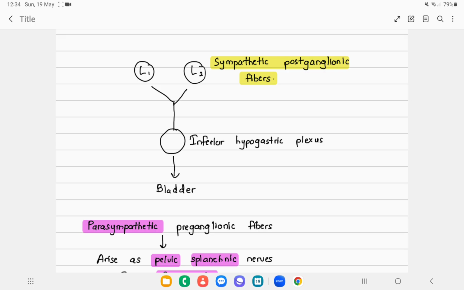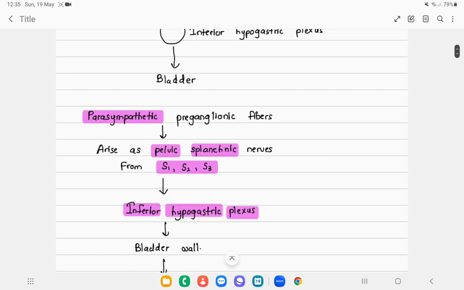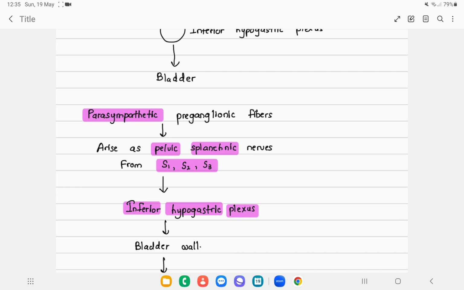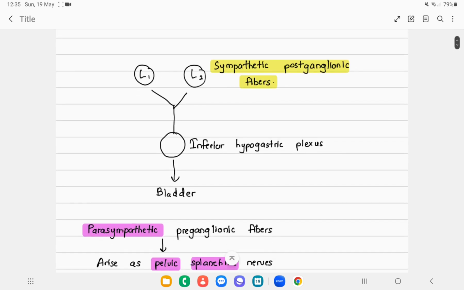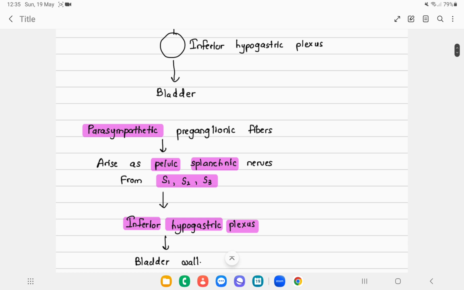When we talk about the nerve supply to the bladder, the sympathetic nerve fibers come from the L1 and L2 nerves to the inferior hypogastric plexus and thereby to the bladder. Then the parasympathetic preganglionic fibers come from S1, S2 and S3 spinal nerves, and they arise as pelvic splanchnic nerves. Those pelvic splanchnic nerves also come towards the inferior hypogastric plexus and then supply the bladder wall. So remember that sympathetic fibers come from L1 and L2 and parasympathetic fibers come from pelvic splanchnic nerves from S1, S2 and S3.